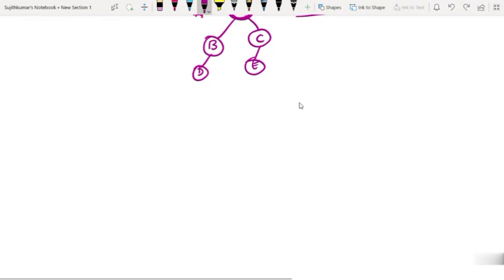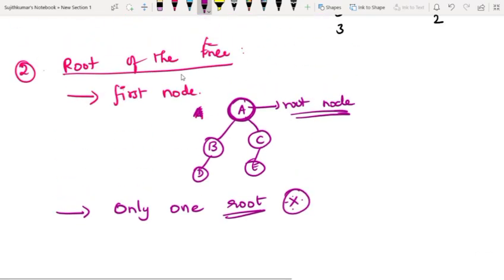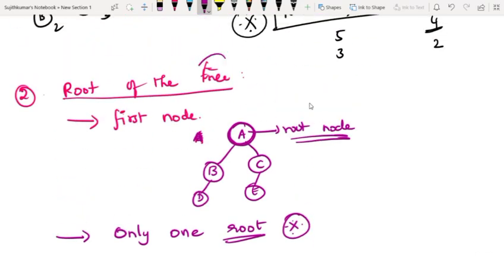And one important point I wanted to tell here is there should be only one root for a tree. You cannot have more than one root for a particular tree. We have different types of trees, guys, and I'll be telling you about that, but there should be only one root.